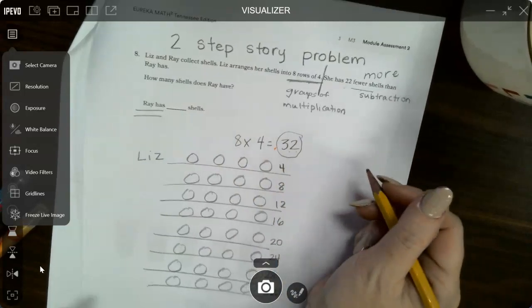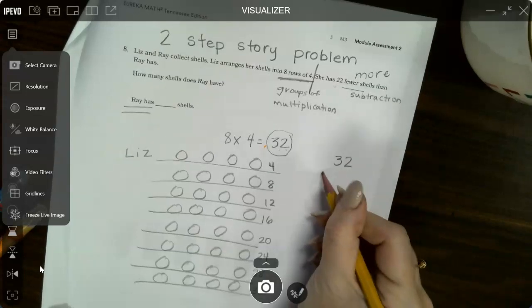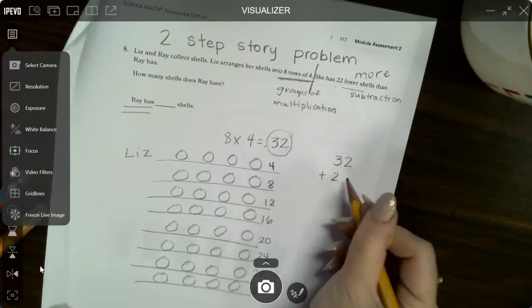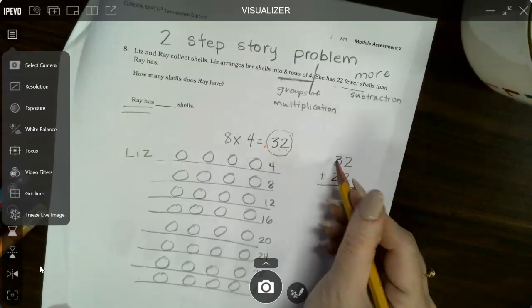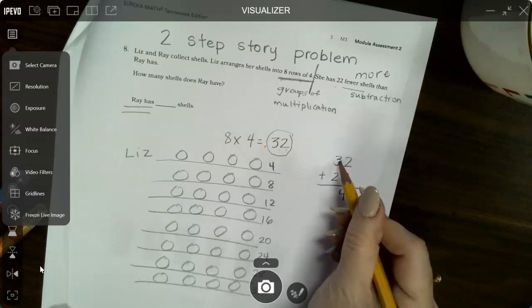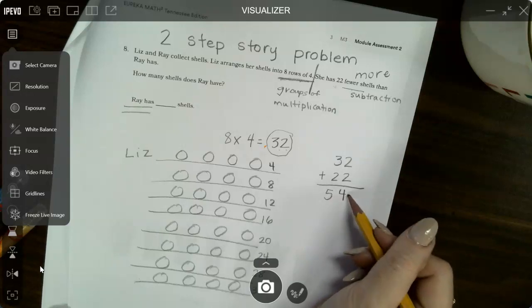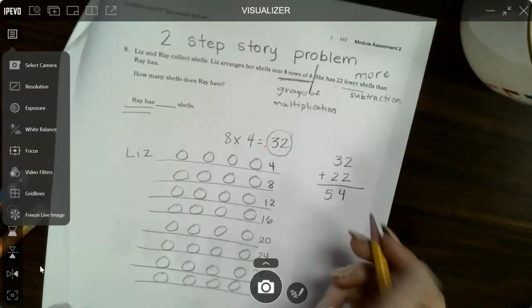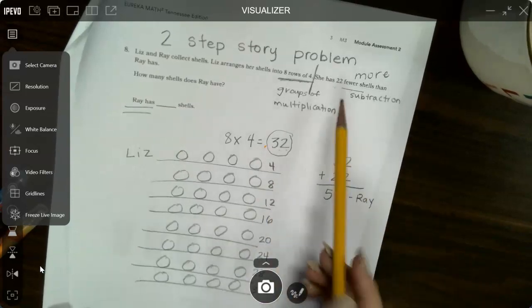So let's just see if this makes sense. If I have 32 and I add 22 more shells to that, I'm going to line up my 1s and I'm going to line up my 10s. 2 plus 2 is 4 and 3 plus 2 is 5. I have 5 10s, 54. Okay, I'm going to double check myself to see if this makes sense. I think Ray has 54 shells, but I'm going to go back and read.